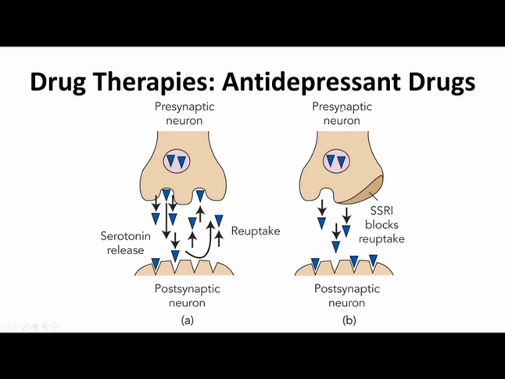When you're on SSRIs, they would block this process of reuptake. So instead of allowing those neurotransmitters to be recollected and recycled, they would keep them in the synapse where they can keep activating the postsynaptic neuron. So they're active for longer.